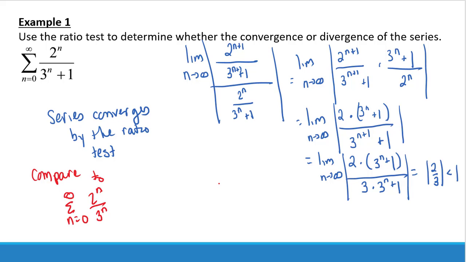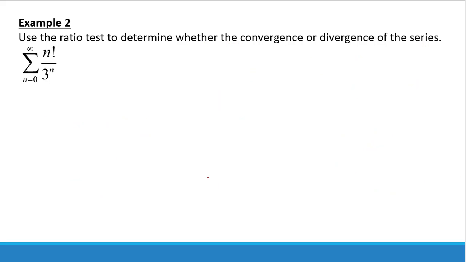Okay, use the ratio test to determine the convergence or divergence of this series. A lot of times when you have this n factorial, you want to make sure you're using the ratio test. Whenever you see that n factorial, that's when you're going to do the ratio test, just as a general rule.